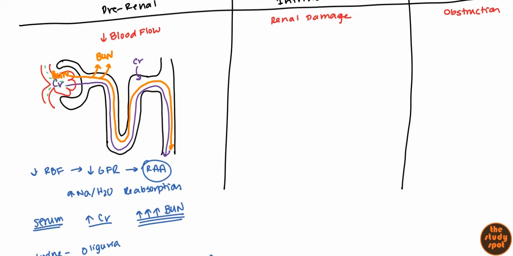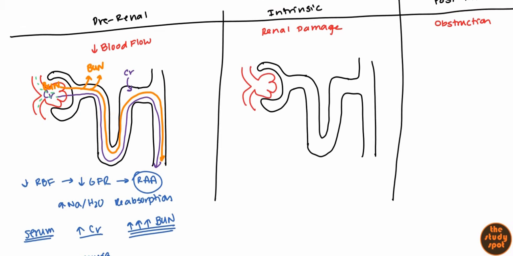So now let's move our attention to the intrinsic. Here, as you can see, I've drawn the same kidney. We have the afferent arteriole. Here's our glomerulus, Bowman's capsule, and then the proximal convoluted tubule, loop of Henle, distal convoluted tubule, and then there's your final pathway that goes out to the ureter.